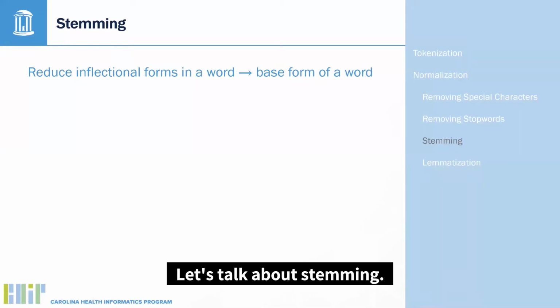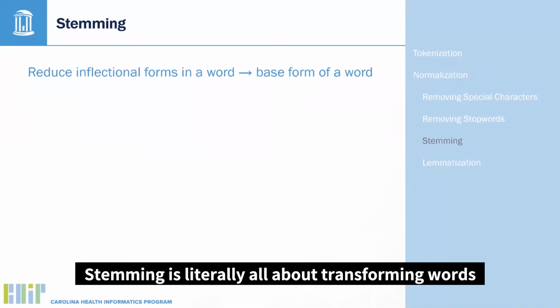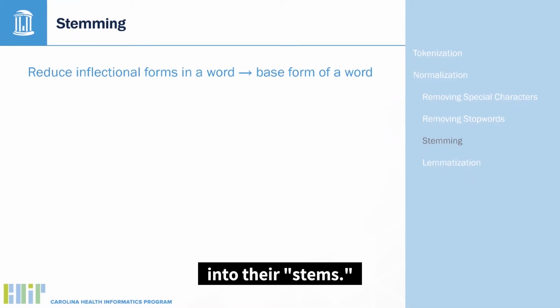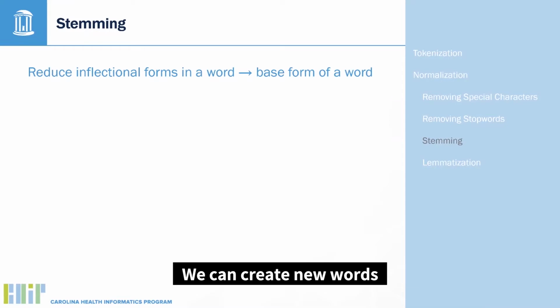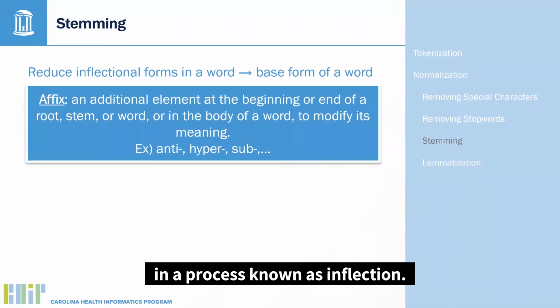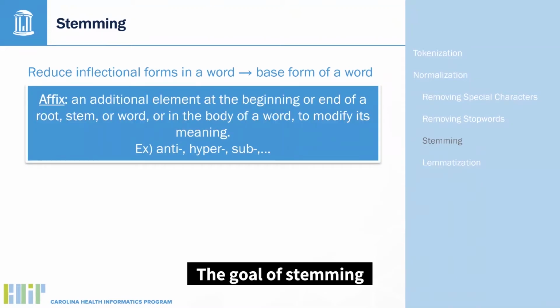Let's talk about stemming. Stemming is literally all about transforming words into their stems. A word stem is also known as the base form of a word. How do humans create new words? We can create new words by attaching affixes to a word base in a process known as inflection. The goal of stemming is to reduce inflectional forms to a common base form. The stemming process maps all inflectional forms of a word to the same root form.